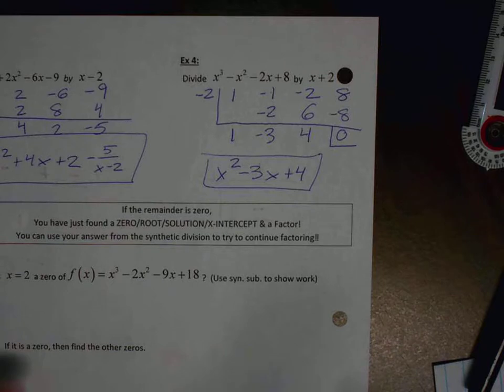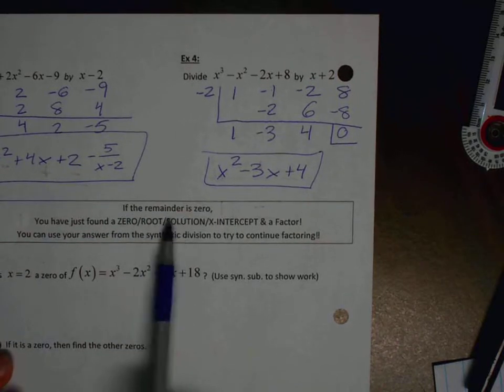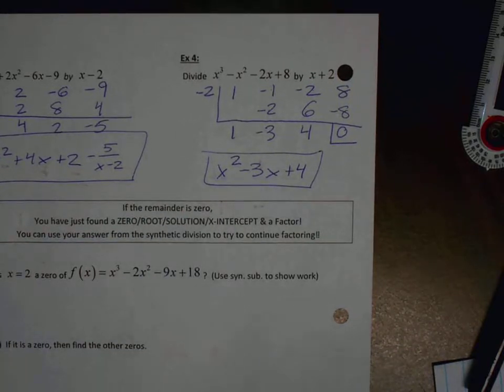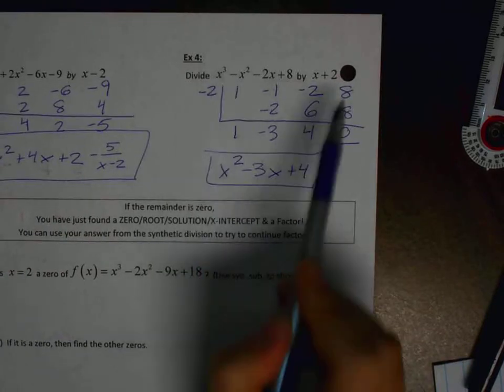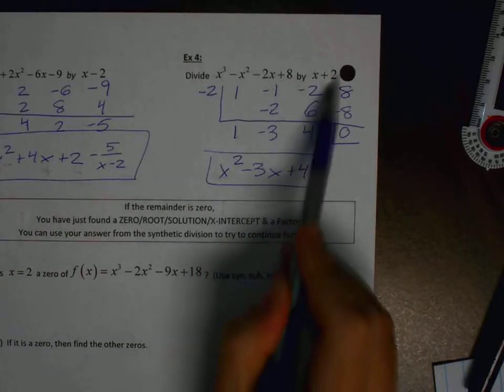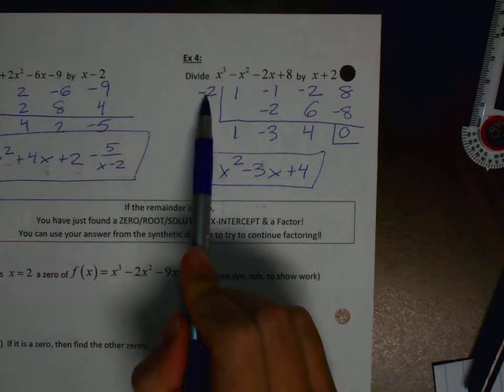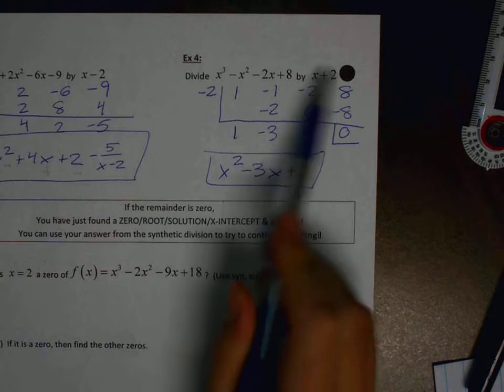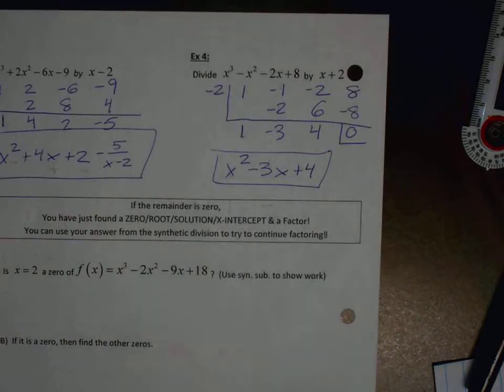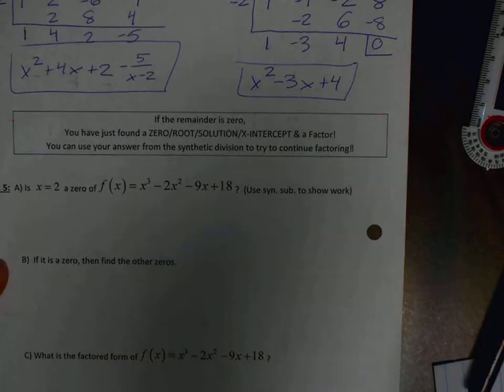What that means is in this box here, if the remainder is 0, you have just found a 0, a root, a solution, an x-intercept. Remember what those mean? You basically just found a factor. And then you can use your answer from synthetic division to continue factoring. So that means x plus 2 is a factor. -2 is a root, or you can call it a 0, an x-intercept, a solution. So this is my factor, because my factor has the x. This is a solution. And that's because the remainder was 0.